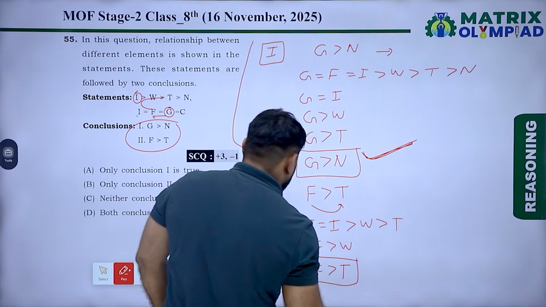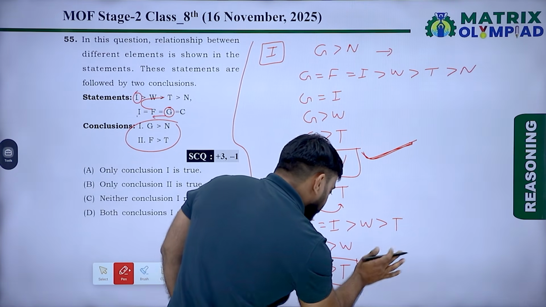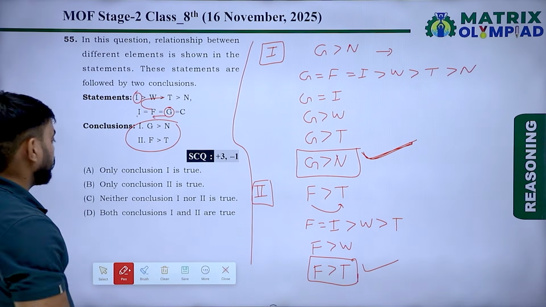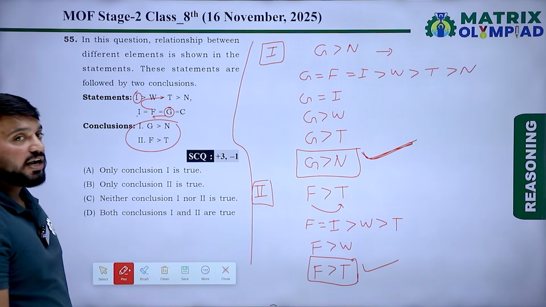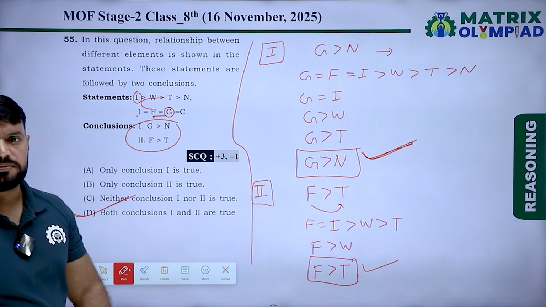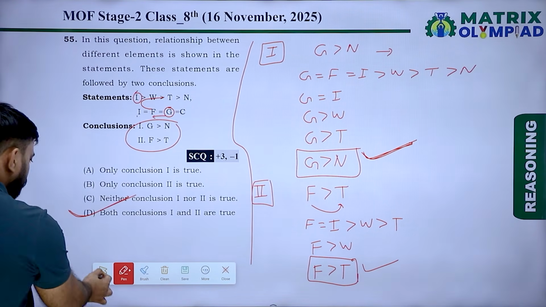So here conclusion second is also definitely true. So both conclusion first and second are true is the correct answer. So it means option D is the correct answer of this question. Let's move on to the next question.